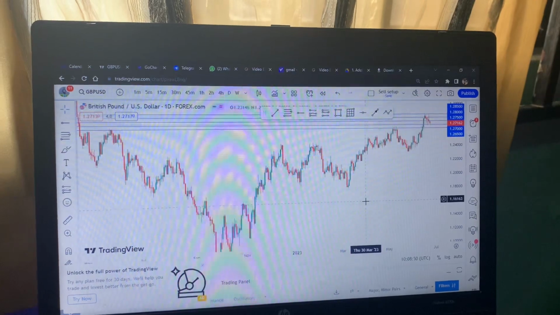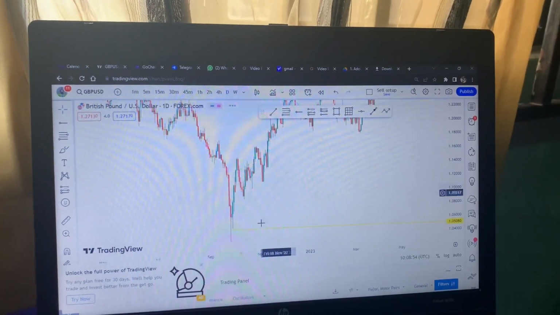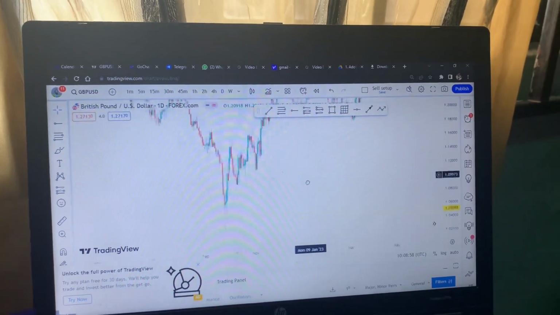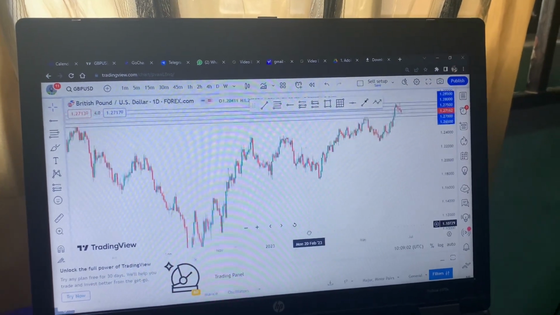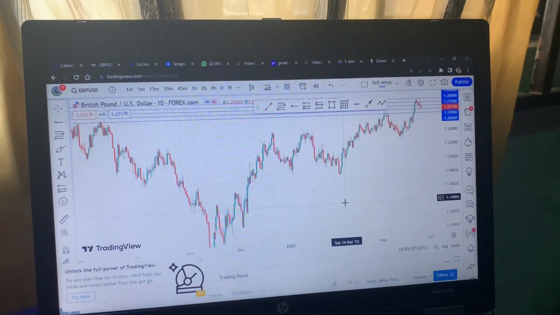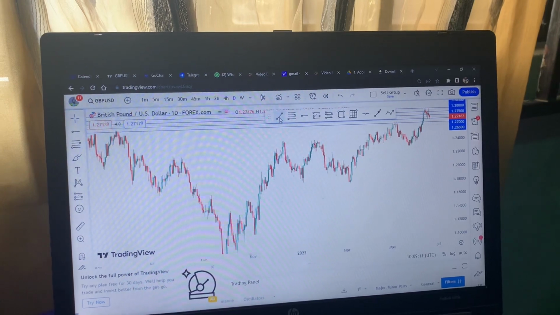So if you can see, right now in the weekly, you can see the market from here, but right now in the daily, you can see the market a little bit more detailed, in order for you to understand where you can take your positions from. So let's use this trend line tool.